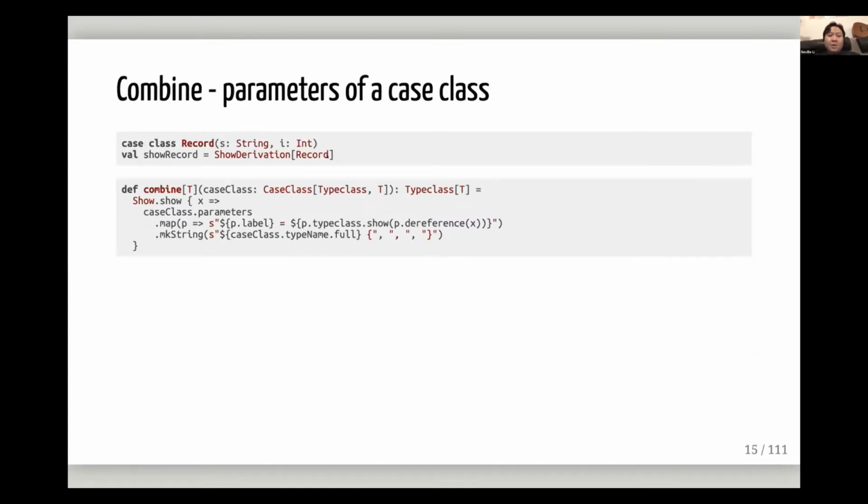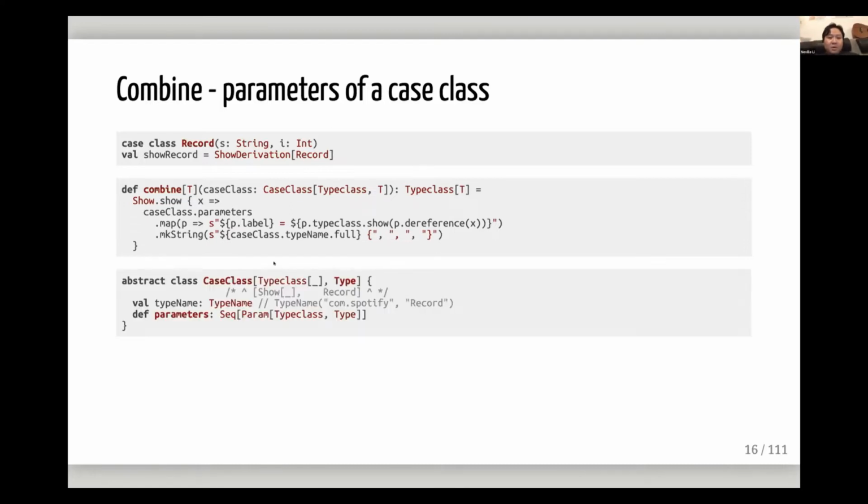So for combine, let's take a look at an example for a simple case class, Record, with two fields, S of String and I of Int. What happens here is Magnolia analyzes the structure and then provides the case class type parameter to our combine method, which describes the record that we want to derive and also the type class.